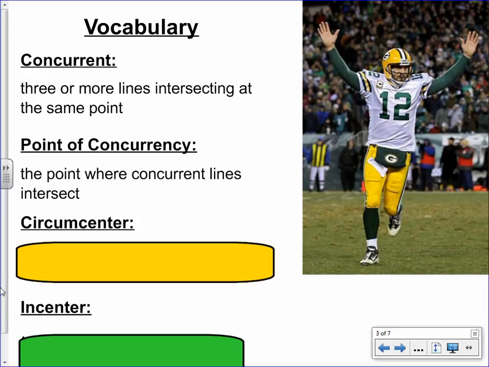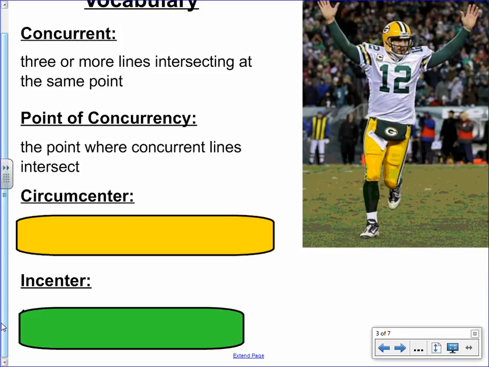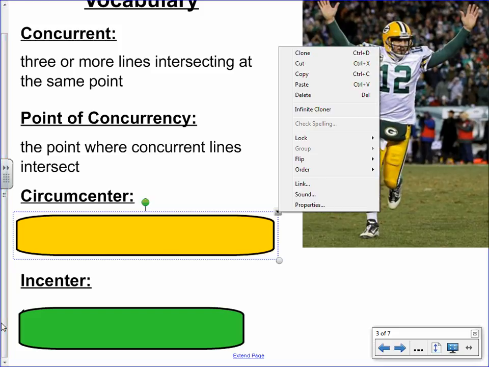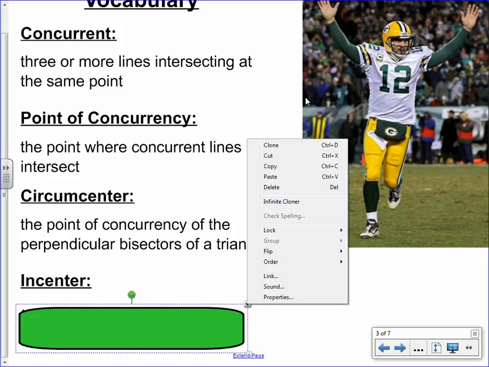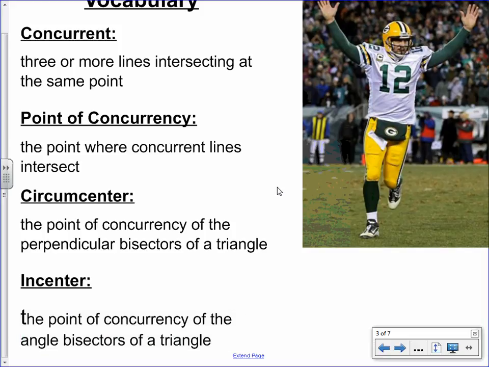Next one, circumcenter and incenter. So these are two different terms we're going to talk about in this section, and they'll come up in the future as well. But the circumcenter of a triangle is the point of concurrency of the perpendicular bisectors. So if you have all the perpendicular bisectors of a triangle, where they intersect is called the circumcenter. And since we're also talking about angle bisectors, the point where the angle bisectors are concurrent, where they intersect, would be the incenter. So the incenter is the point of concurrency of the angle bisectors of a triangle.